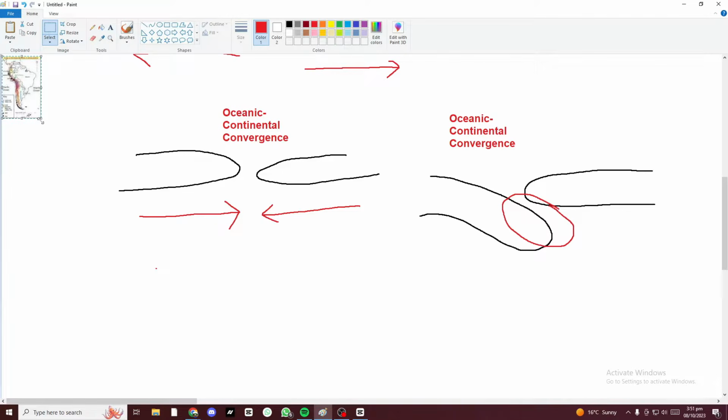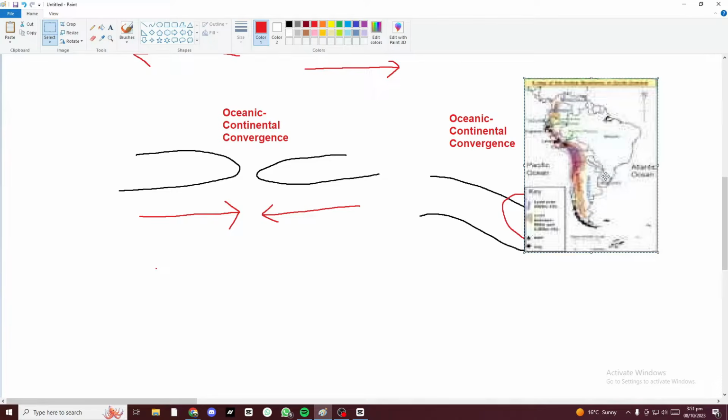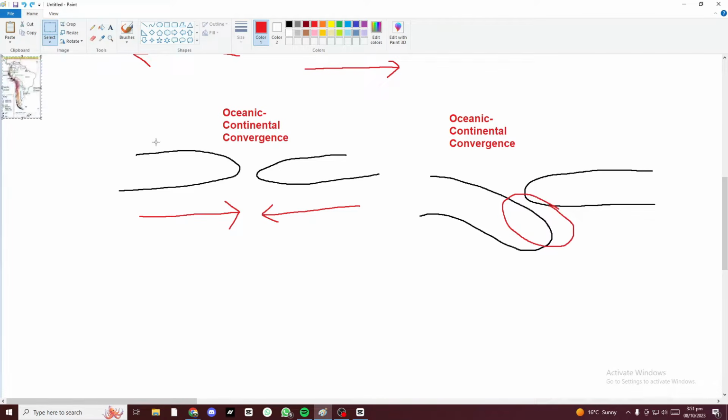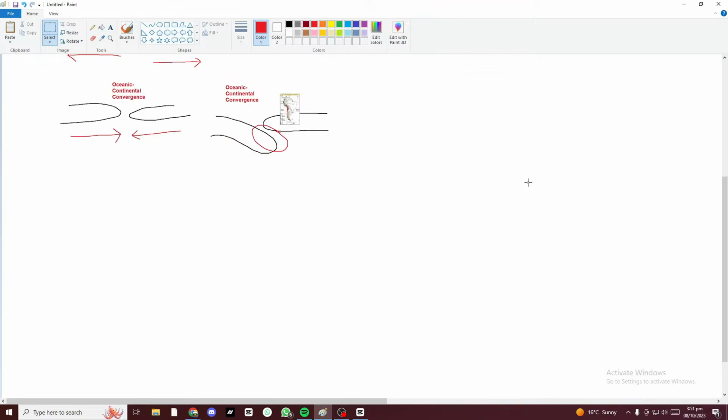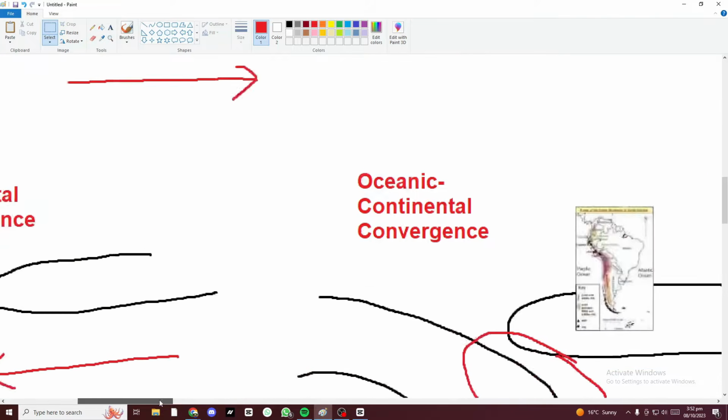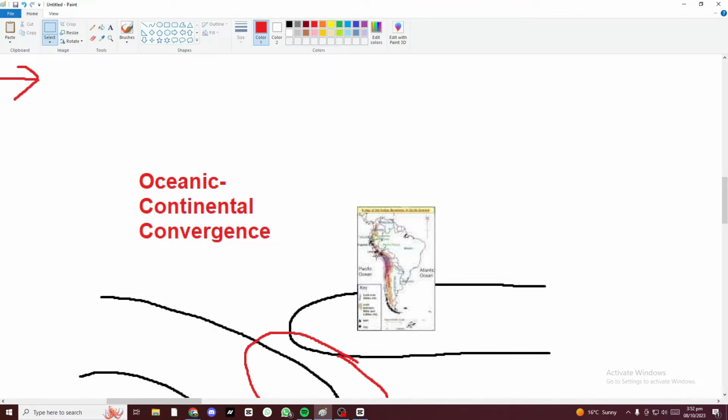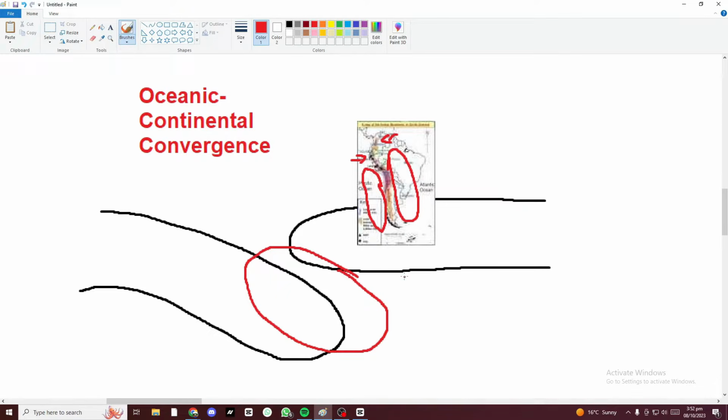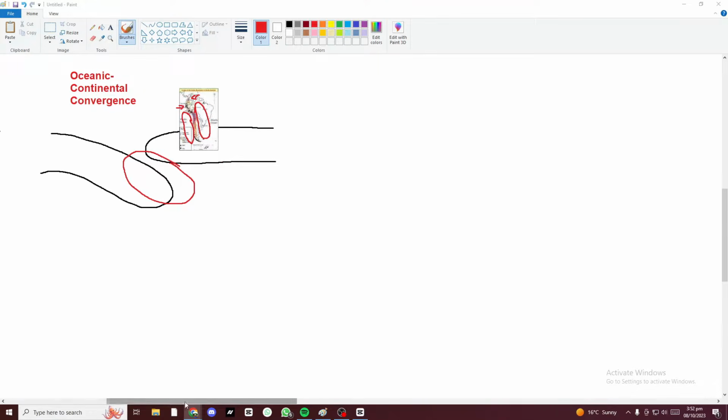So here we go. It's a bit rough, but now you can kind of see it. Let me make it smaller. You can zoom in. Okay. So here we have the oceanic plate. Here we have the continental plate. They come together and form the Andes mountain range. Yeah. So that is oceanic continental convergence.